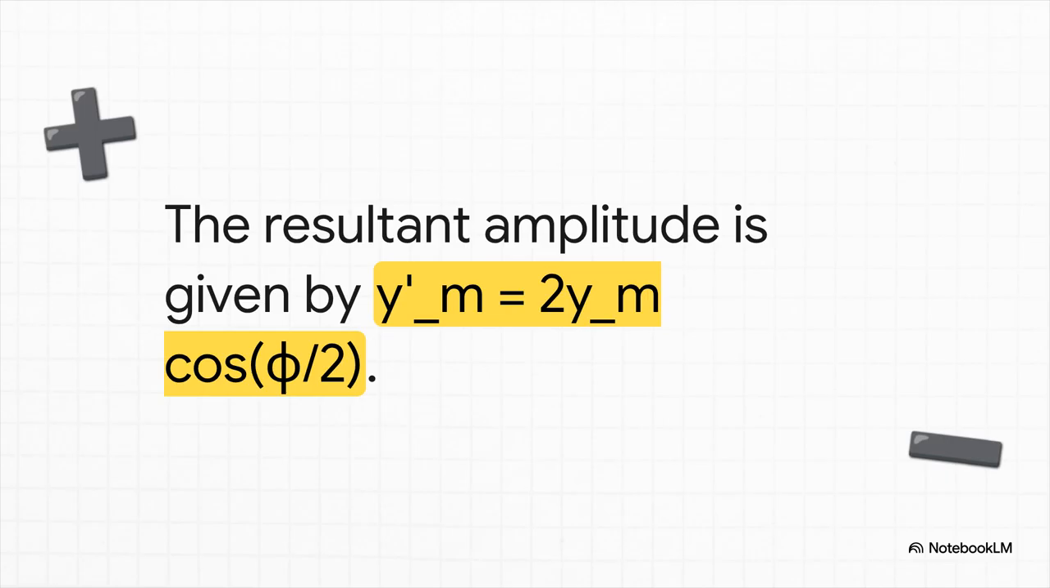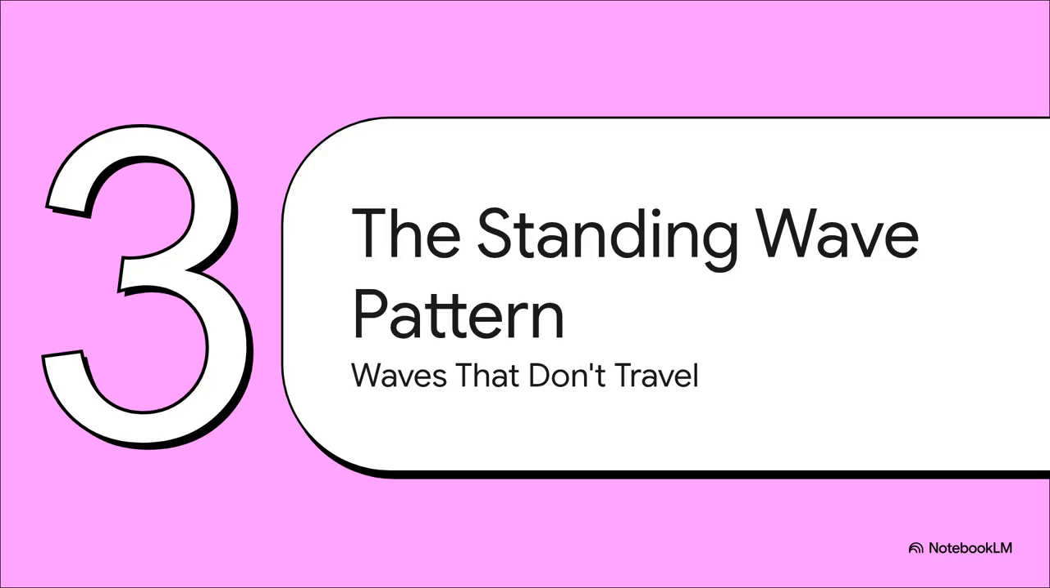If phi is pi, they're out of sync. The cosine of pi over 2 is 0, and the whole amplitude vanishes. Now let's look at a really amazing special case of interference. This is what happens when you create a wave pattern that looks like it's not traveling at all. It just seems to be vibrating in place. And this is fundamental to how musical instruments work.